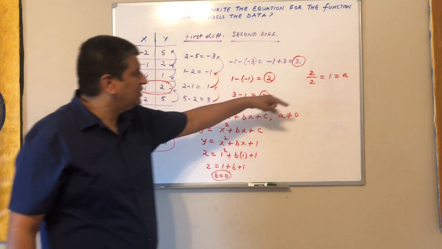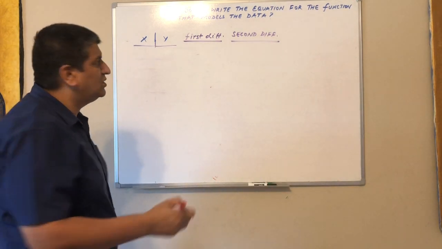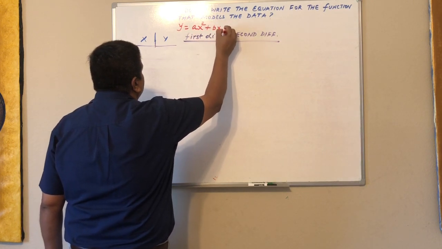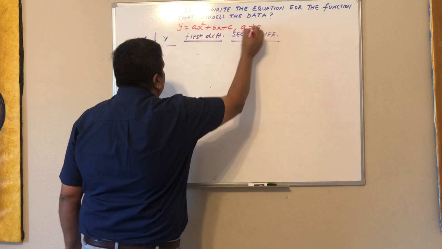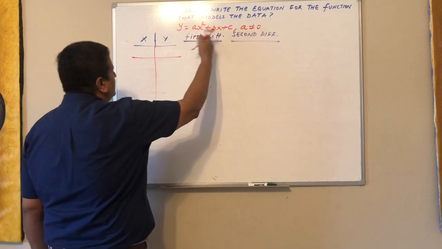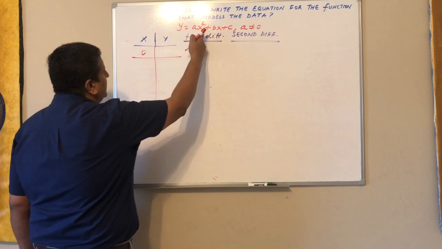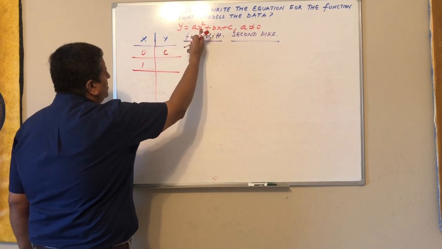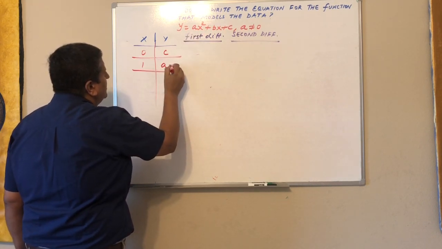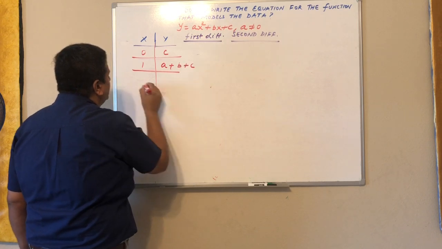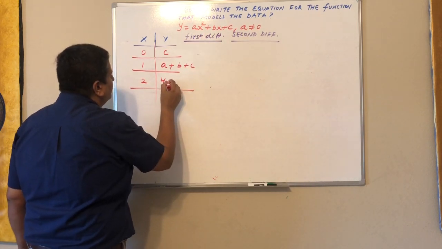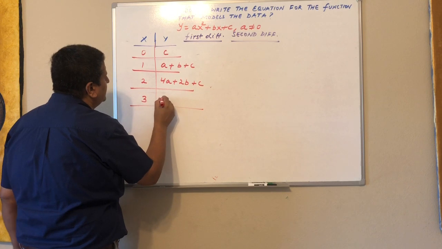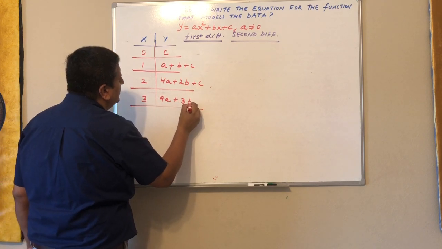So let me tell you why we divided by 2. As I just told you, the equation of a quadratic function is y equals ax squared plus bx plus c, where a cannot be 0. So if I use this equation and plug in x equals 0, a times 0 is 0, b times 0 is 0, you get c. If I plug in x equals 1, 1 squared is 1 times a, that's a, b times 1, that's b, plus c. When you plug in x equals 2, you're going to get 4a plus 2b plus c. When you plug in 3, you're going to get 9a plus 3b plus c.